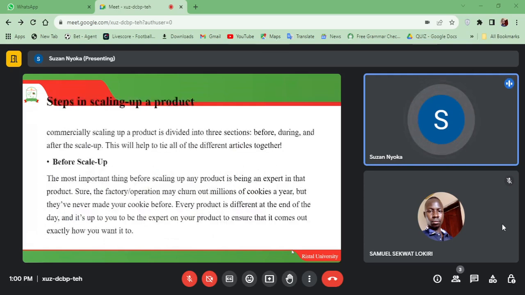And then steps in scaling up a product. Commercially, scaling up a product is divided into three sections. One is before the scale up, second is during the scale up, and then third is after the scale up. They will help to tie all of the different articles together. So before you start to scale up, the most important thing is being an expert in the product. Okay, churn out millions of cookies a year, but they have never made your cookie before.